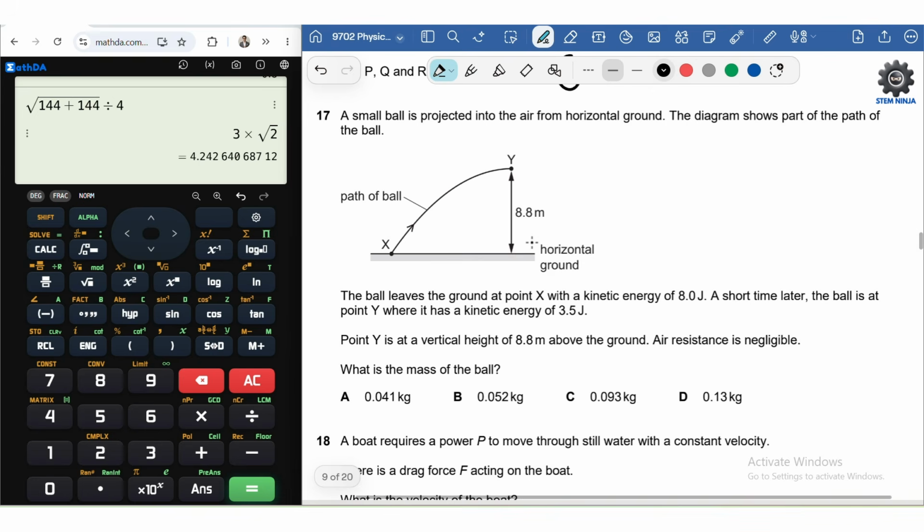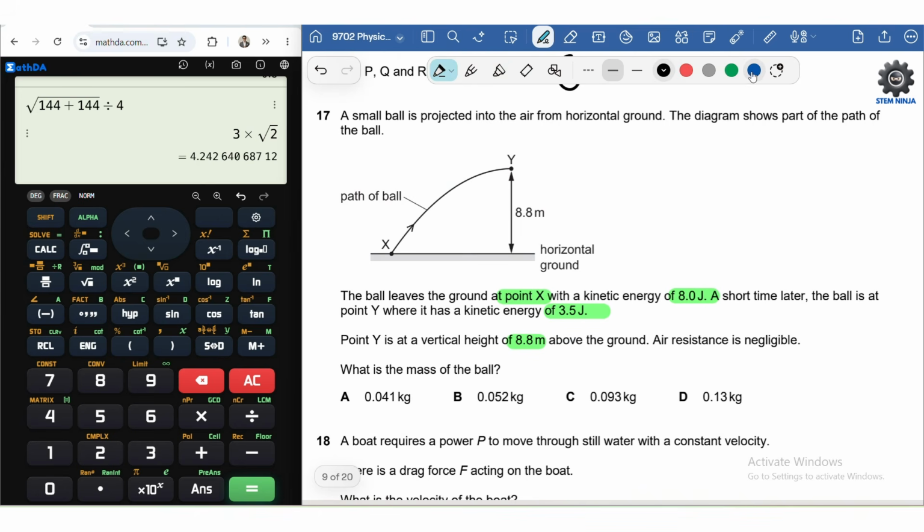A small ball is projected into the air from a horizontal ground. The diagram shows part of the path of the ball. The ball leaves the ground at point X and has a kinetic energy of 8 joules. A short time later, the ball is at a point Y where it has kinetic energy of 3.5 joules. Point Y is at a vertical height of 8.8 meters above the ground. Air resistance is negligible. What is the mass of the ball?